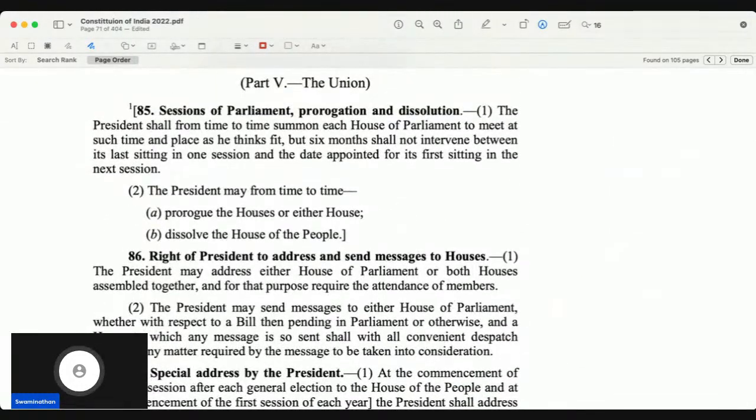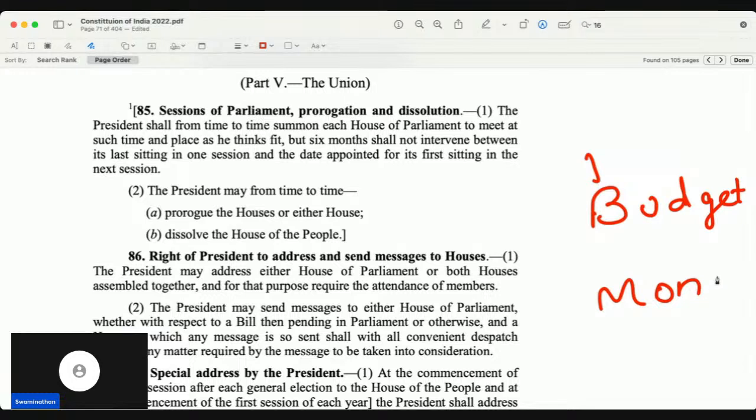Now, we have seen how Parliament is constituted. Then there are sessions of the Parliament. The whole year is divided into three sessions. One is the budget session, which will start from the 1st of February. The second is the monsoon session. The third is the winter session. Right. So there are three sessions, and the gap between two sessions is called recess.